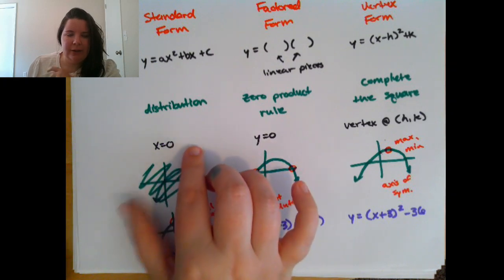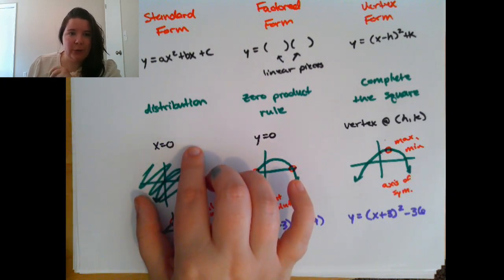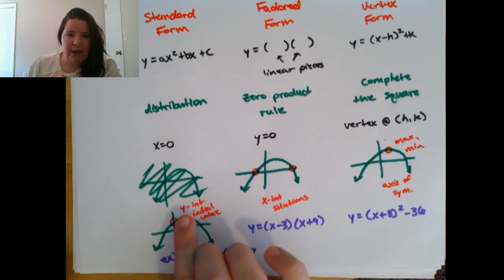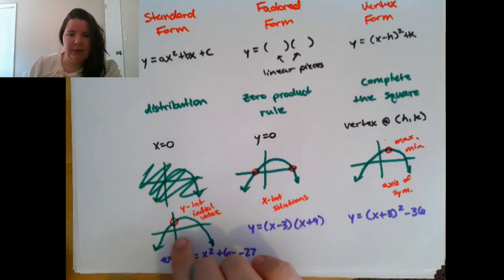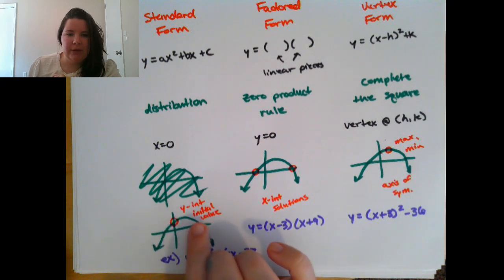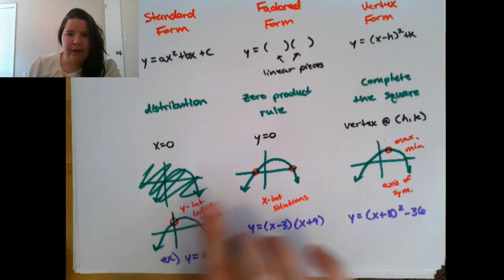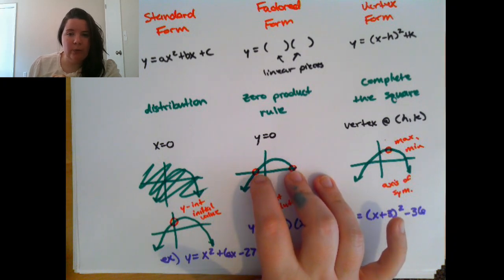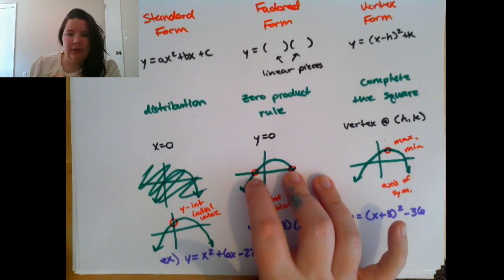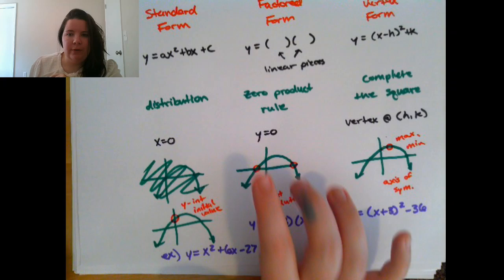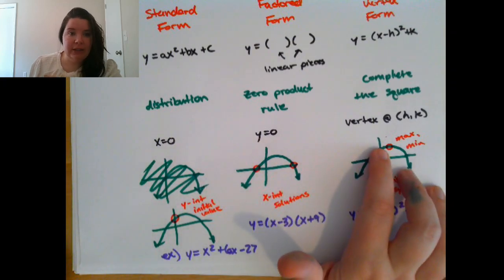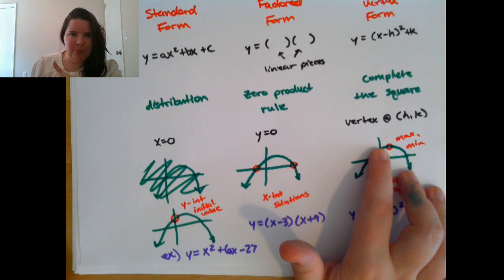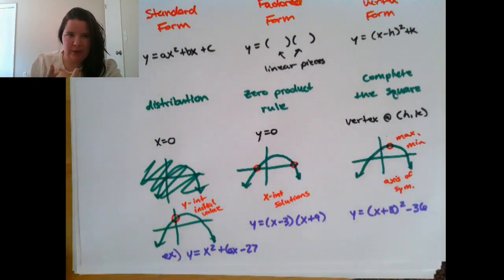A lot of times, standard form will be plugging in 0 for x, and that will give us the y-intercept really, really easily. Y-intercept on our parabola is where it crosses that y-axis when x is 0. For factored form, it's really useful for finding the zeros or where our parabola intercepts the x-axis. And then for vertex form, we of course can easily find the vertex or the maximum minimum, depending on which way your parabola is facing.